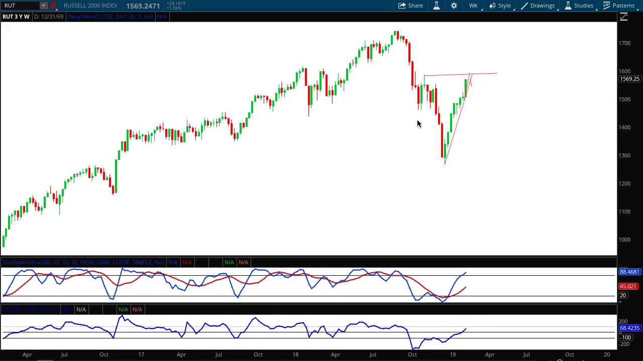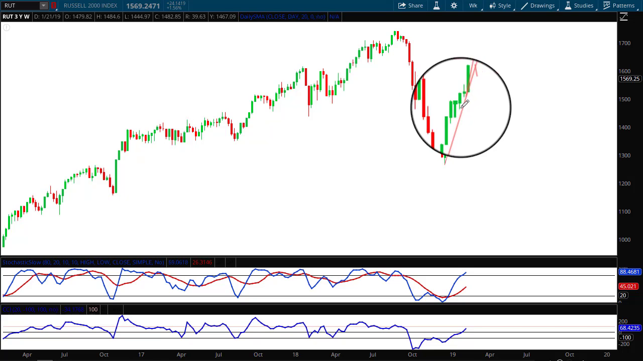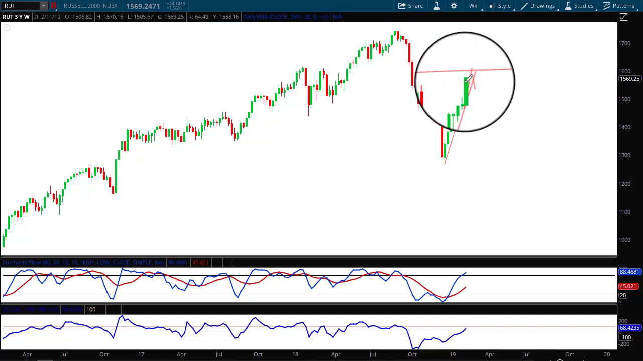I want to show you something on the weekly chart. This is a 3-year weekly chart of the Russell 2000, and we have 8, count them, 1, 2, 3, 4, 5, 6, 7, 8 green candles in a row. That has not happened at any time in the past 3 years. That is called a stale green light.